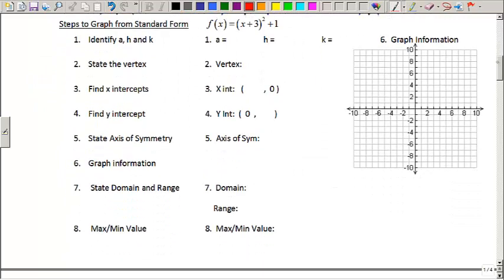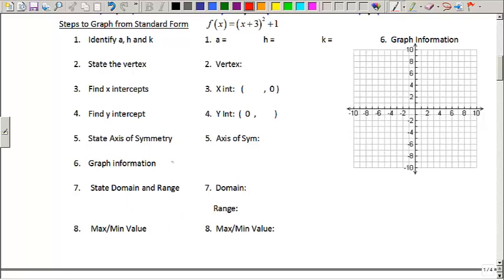Next, we'll look at the steps to graph from standard form. Notice there's 8 steps here, and we have graphed quadratics with less than 8 steps here before in the previous sections where we were just talking about transformations. Some of these steps you may not be asked for every single time, especially step 5, the axis of symmetry, and 7, the domain and range, and 8, the max and min. But in this video, I will be finding all of the values for every single problem, even though when you go do your homework, you may not have to find every single one of these for every single problem.